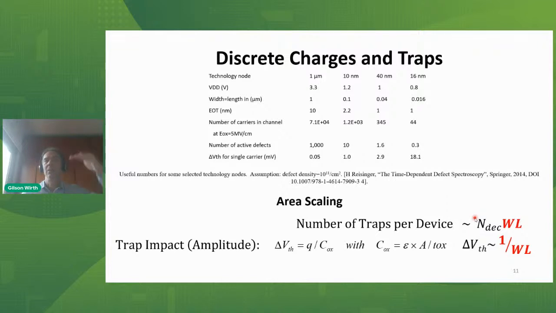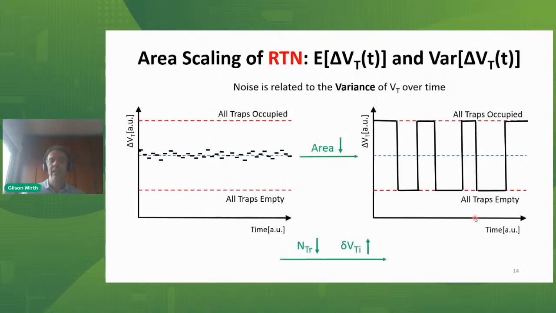Well, if you have a decreasing number of traps but increasing area, how does the noise increase? Well, the amplitude did increase, but I have fewer traps. So should the noise not be... no, it's not the case. And why? Because if you have many, many traps, like hundreds of traps, some of them will be empty and some of them will be occupied. It's very rare to expect that at a given instant of time all traps are empty or all traps are occupied. It's like tossing dozens or hundreds of coins and getting all tails or all heads. So you have something in between.